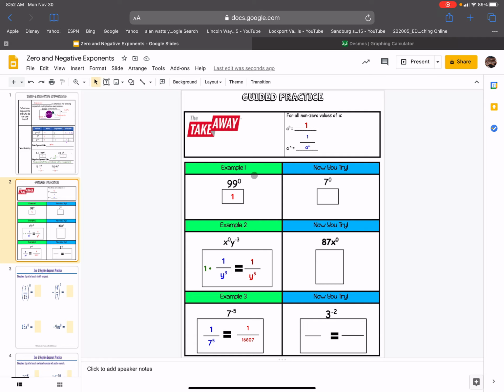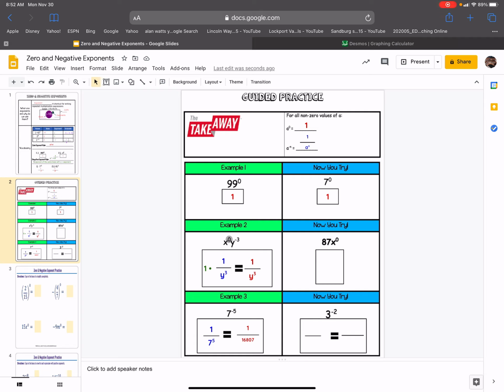So my first example, I wrote out the example, then we're going to try it. So here's the first example, 99 to the 0 power. Well, we know that anything to the 0 power is 1, which means 7 to the 0 power is also 1.